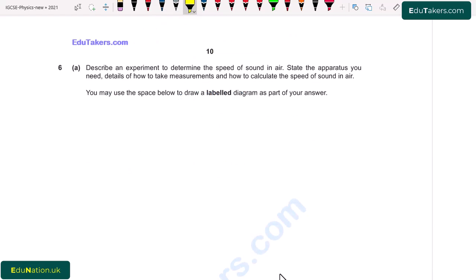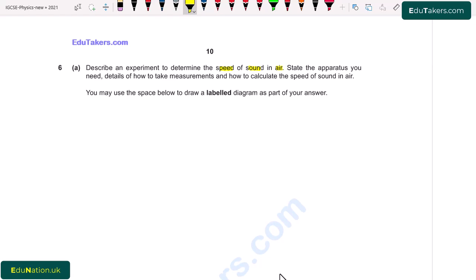Question number 6, part A. Describe an experiment to determine the speed of sound in air. State the apparatus you need, details of how to take measurements and how to calculate the speed of sound in air. You may use the space below to draw a labelled diagram as part of your answer.